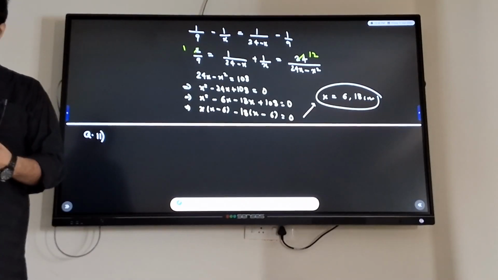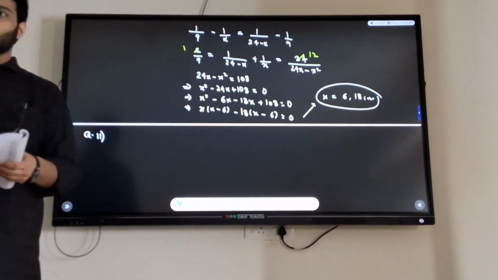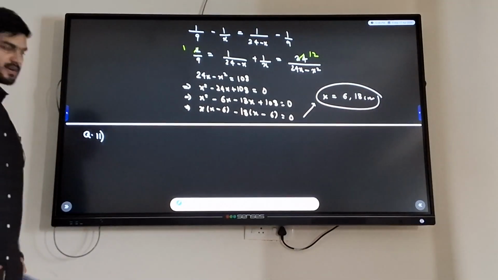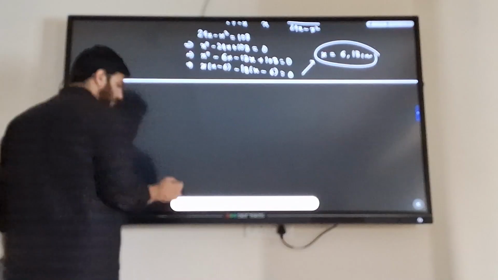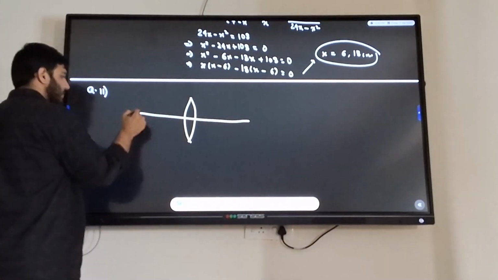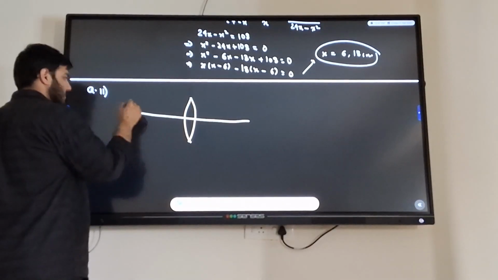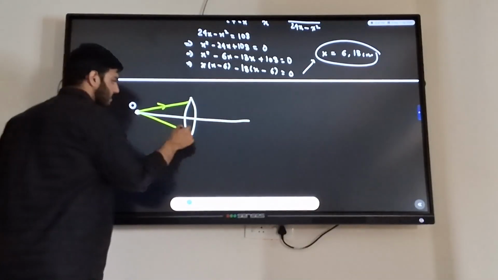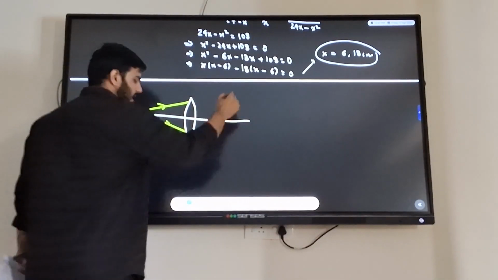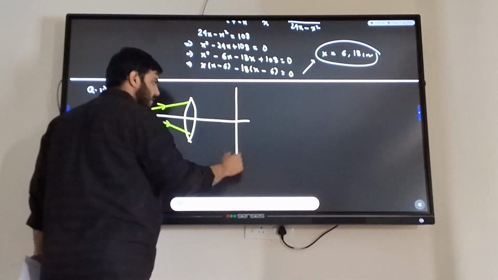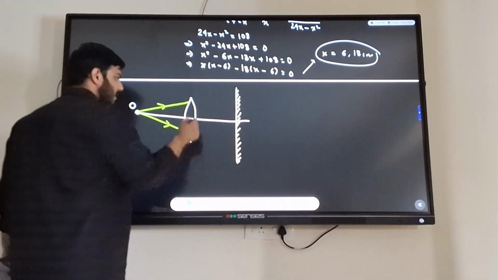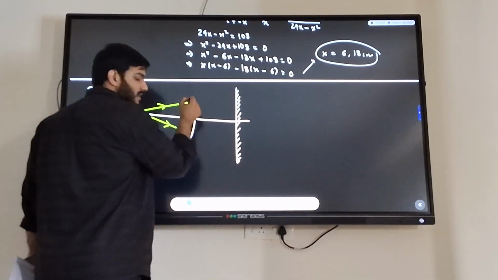It's mentioned in the question that you have a source which is placed at 2f. If you place your object at 2f, where will your image be found? At 2f. So I have a convex lens. I place it at 2f. My rays will be something like this. And I am going to place my mirror somewhere here. Now the rays, where will they go?